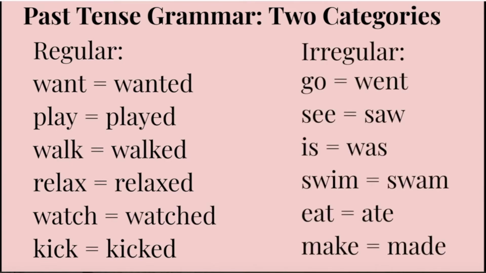Okay, now the irregular ones. Go becomes went. See becomes saw. Is becomes was. Swim becomes swam. Eat becomes ate. And make becomes made.